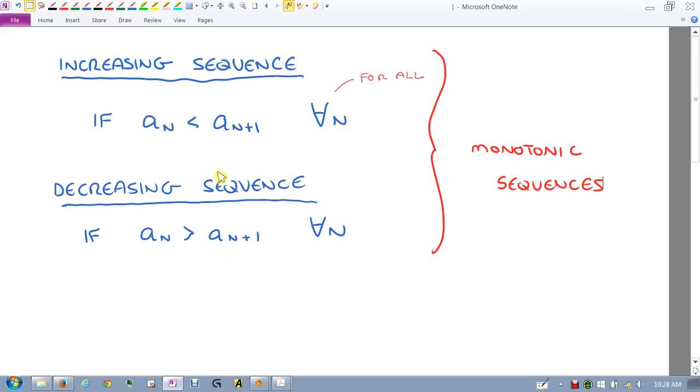And these are the two conditions you can have. Now, not every sequence has to be increasing or decreasing. It's not one or the other. You can have neither one. Think of the sine function. It doesn't increase or decrease. It keeps changing.